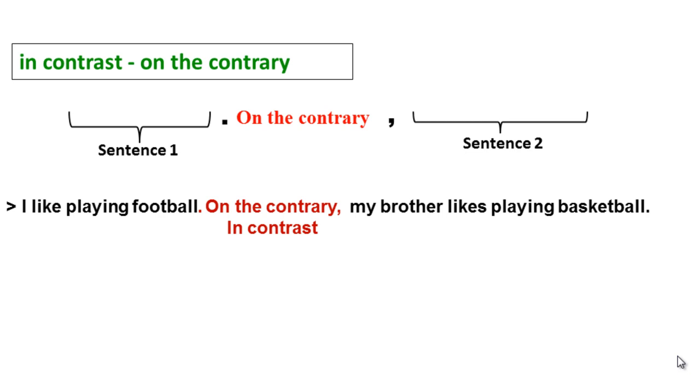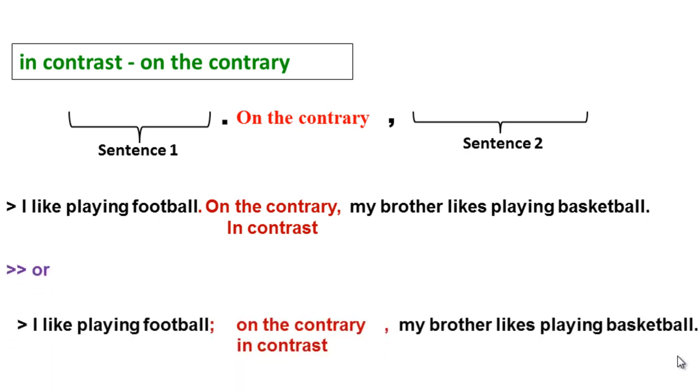We can rewrite this sentence using the same linking words, but we'll put them between a semicolon and a comma. So consider this example. I like playing football, semicolon, on the contrary, small o, or in contrast, small i, comma, my brother likes playing basketball.